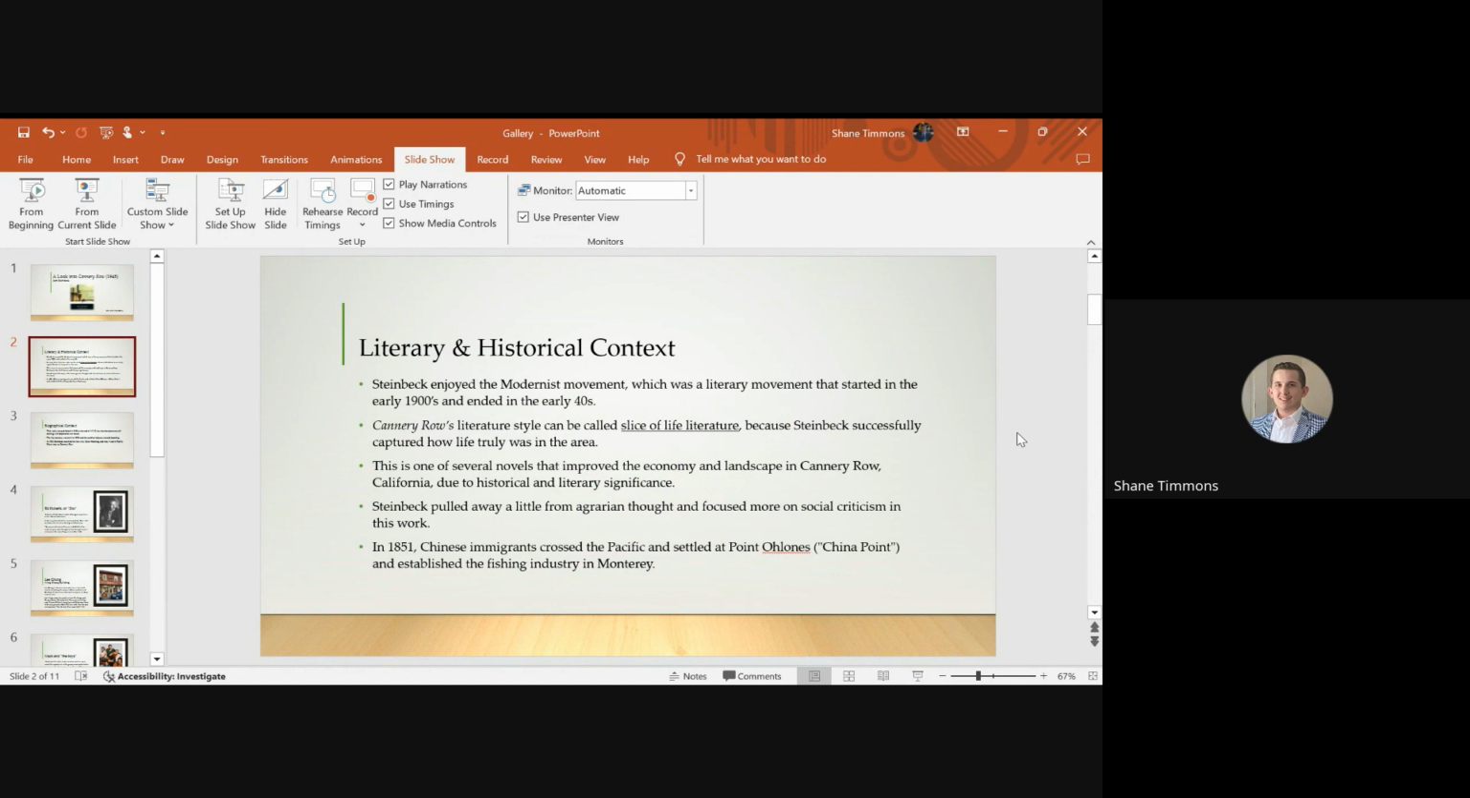And to introduce Lee Chong, and we'll get to him in a moment: in 1851, Chinese immigrants crossed the Pacific and settled in a place called China Point. I'm not even going to try to pronounce that. They established the fishing industry in Monterey.